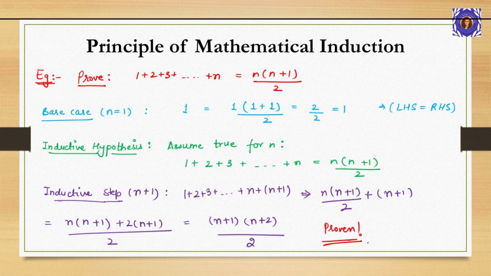Starting with the left side, where we have 1 plus 2 plus 3 that goes up to n plus 1. And by the inductive hypothesis, we can replace the first n terms with n(n plus 1)/2, and then we have plus n plus 1. On solving the entire equation, we get (n plus 1) multiplied by (n plus 2) divided by 2. This matches exactly what we want to prove.